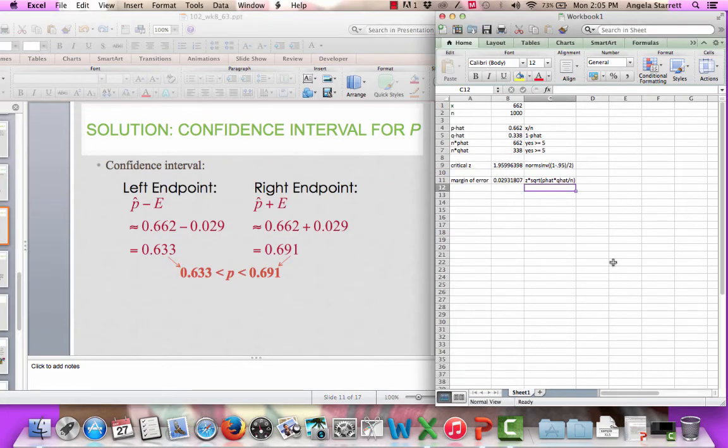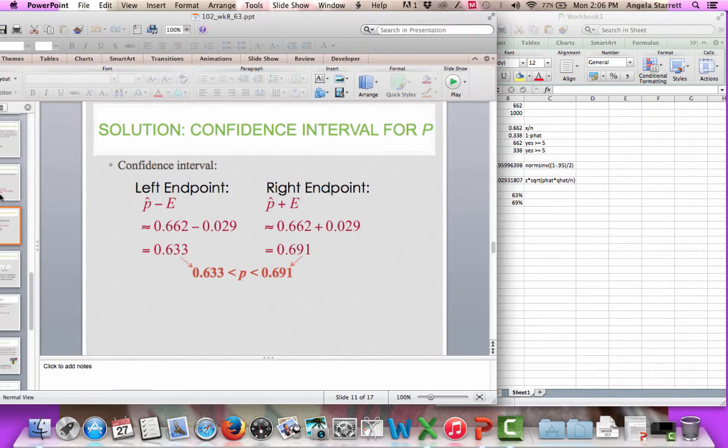All right, so now we want to get our left and right endpoints. The left endpoint is equal to p hat minus the margin of error. Our right endpoint is equal to p hat plus the margin of error. I'm going to turn these into percents so we can see them a little bit better. We can see that we are between 63 and 69%.